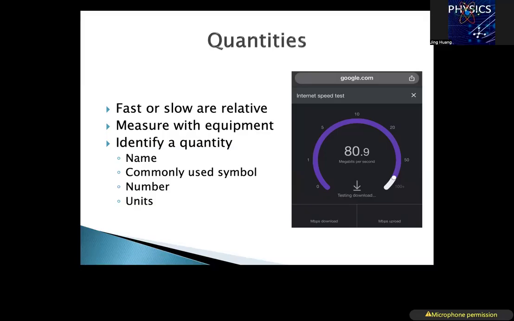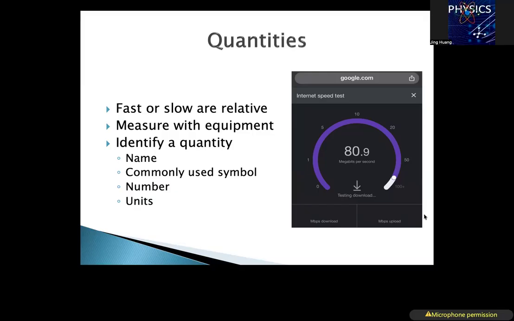First, I'm going to introduce quantities in this physics class. Is this internet service fast or slow? As a matter of fact, fast or slow are relative, qualitative descriptions. People can have different opinions based on their preference and standards. Some people say it's fast, some say it's slow.